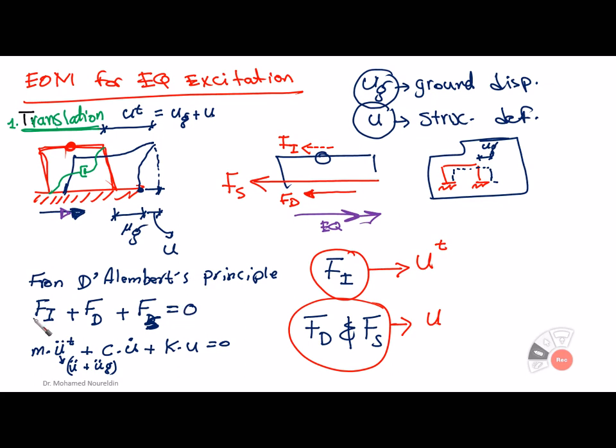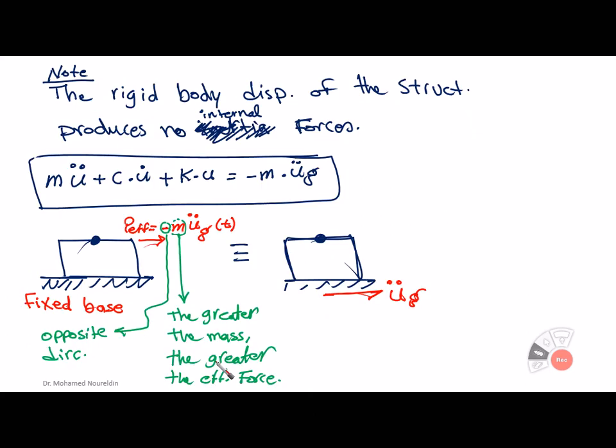Then we put them into D'Alembert's equation. We want to obtain equilibrium: Fi plus Fd plus Fs equal to 0. Then we substitute everything here. Fi is m u double dot t, and we decompose it into u double dot plus u double dot g, plus the damping force c u dot plus the static force ku equal to 0. After that, we rearranged our equation of motion, made the equivalency, and ended up with this nice equation of motion for earthquakes.